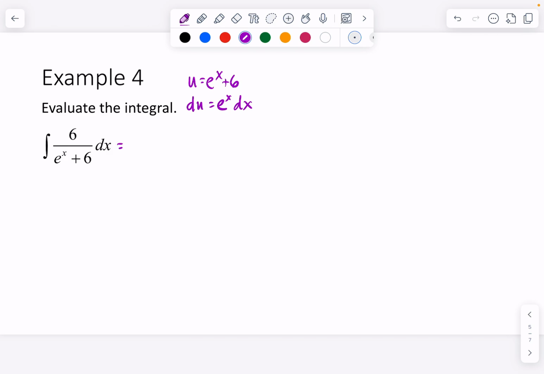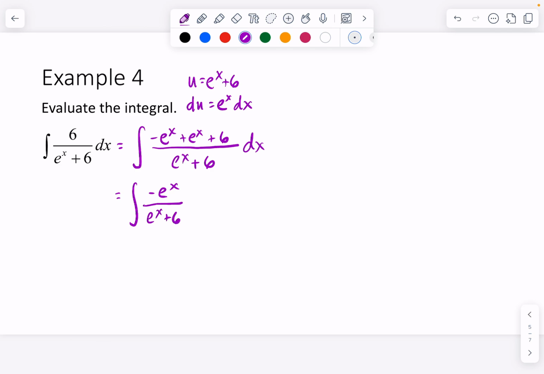I can write this as the integral, denominator stays the same. On the top, I can do negative e to the x plus e to the x plus 6. All I did was add and subtract an e to the x on the top. I added 0. I haven't done anything. I haven't changed the problem. So then I can set this then. This is where, in my opinion, the fun part comes in. E to the x over e to the x plus 6. So I take and I put, let me do this.